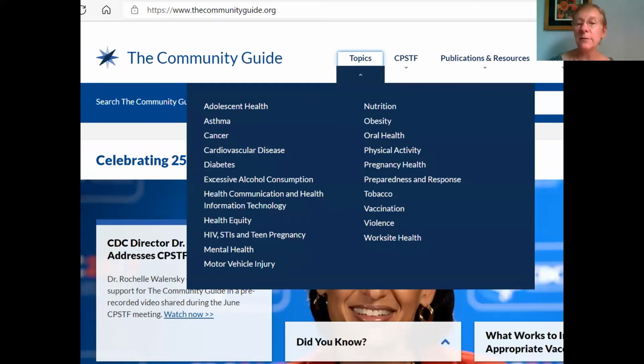So these are some of the topics that the community guide generates systematic reviews for. And you can see it's a broad range of topics. It includes cancer and other things that are related to cancer, such as tobacco and vaccination and physical activity and nutrition and obesity.